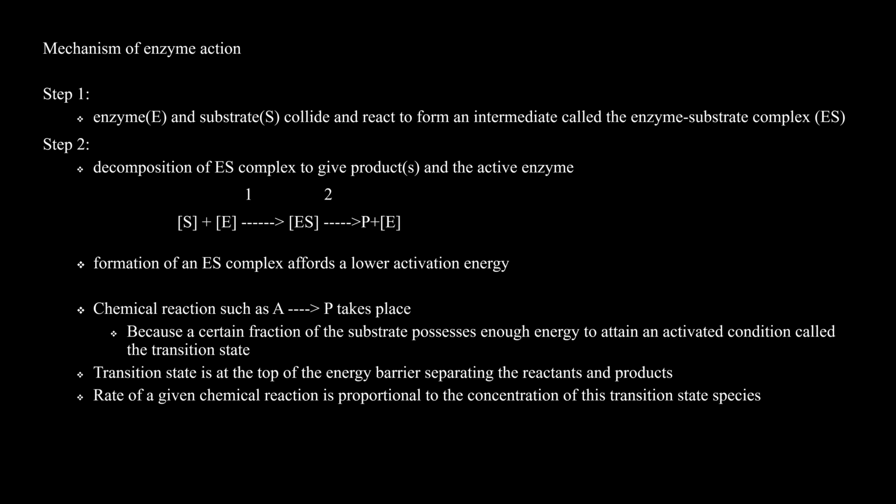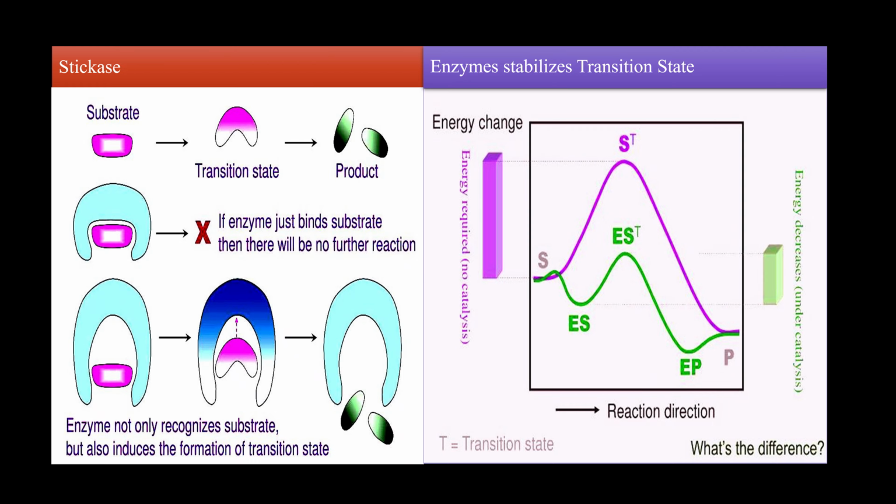Transition state separating reactants and products in a chemical reaction, the concentration of the reaction state. If the substrate binds and stays in the transition state, there will be no further reaction. The enzyme not only recognizes the substrate but also induces formation of the transition state. The enzyme stabilizes the transition state.